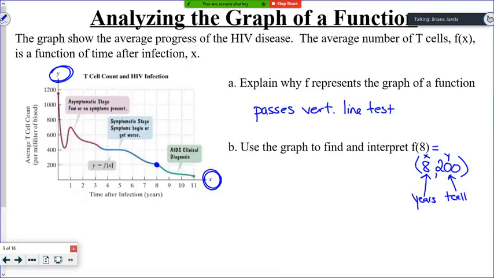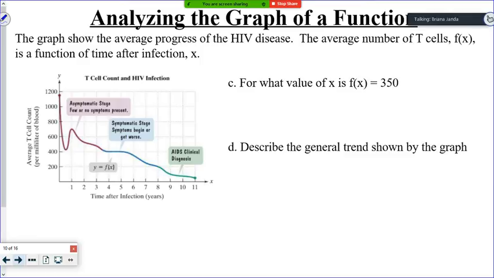Okay, so sticking with this same picture, some different questions. We saw one like this earlier that had no meaning behind it, but now we're talking meaning here, and what does it mean? For what value of x is f of x equal to 350? Now this one's kind of hard to see, so we're going to talk about what appropriate answers would be here.